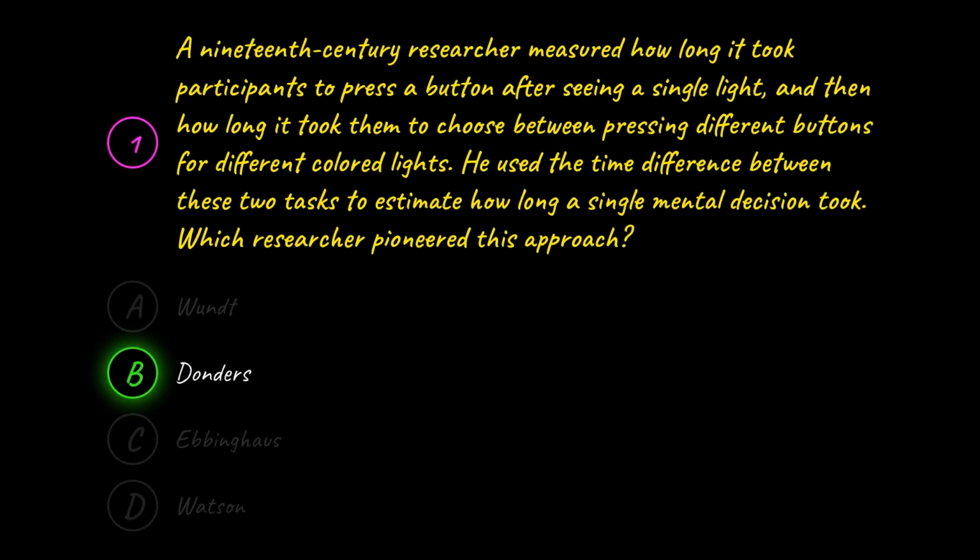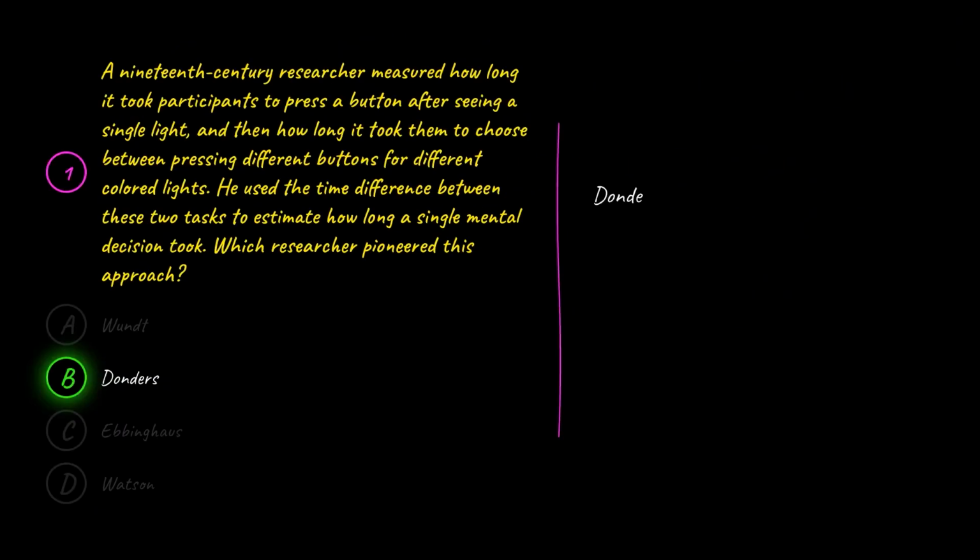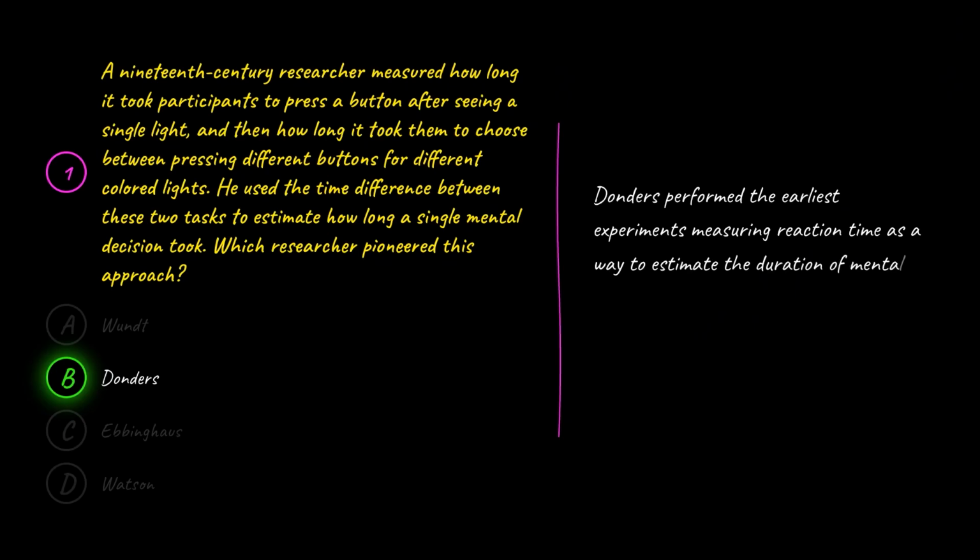The correct answer is B. Donders. B is correct because Donders performed the earliest experiments measuring reaction time as a way to estimate the duration of mental processes, subtracting simple reaction times from choice reaction times to isolate the time required for a decision.